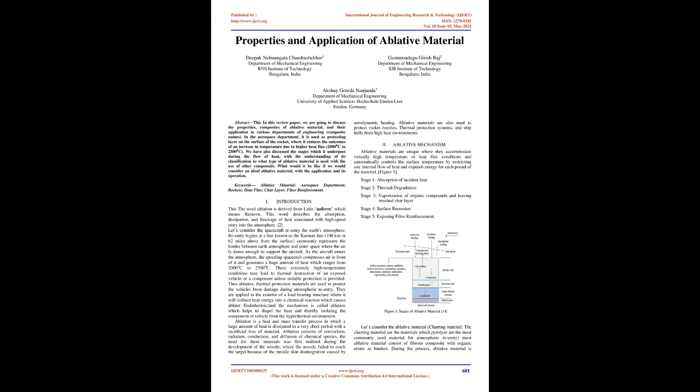What would it be like if we would consider an ideal ablative material, with the application and its operation? Keywords: ablative material, aerospace department, rockets, heat flux, char layer, fiber reinforcement. Introduction. The word ablation is derived from Latin aufere, which means remove. This word describes the absorption, dissipation, and blockage of heat associated with high-speed entry into the atmosphere.